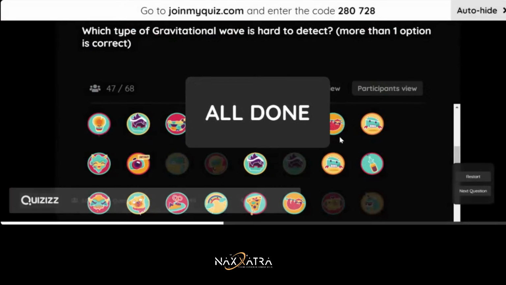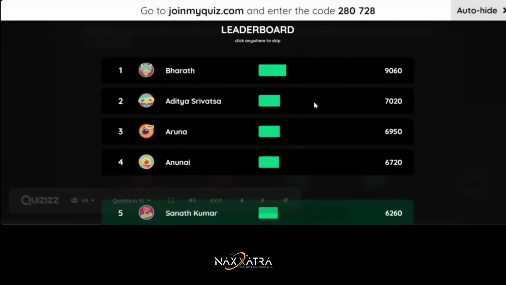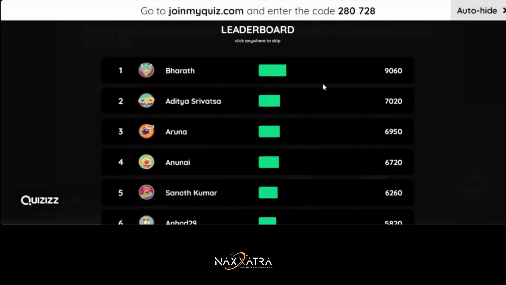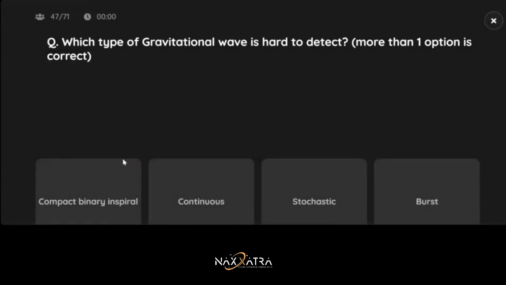So I stopped the question. This is the response. So the answer is, actually, compact binary and continuous gravitational waves can be detected easily because they have a longer duration, and the lifetime of the gravitational wave is longer. But for stochastic and burst gravitational waves, their lifetime is very, very small, and stochastic is very, very random, so we can't easily probe the detector in stochastic waves. And burst gravitational waves are very, very short lived, so stochastic and burst gravitational waves are the answer.